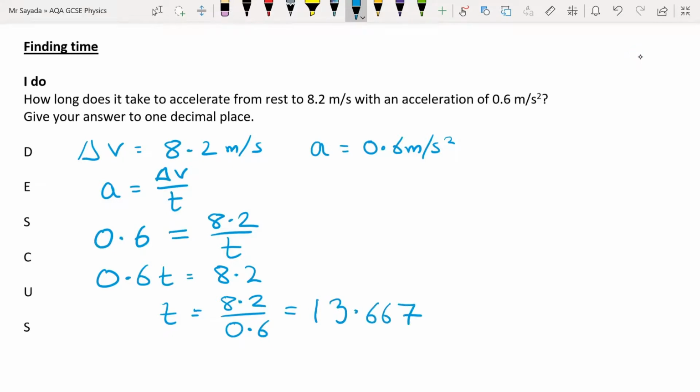I have to do it properly. U stands for units. The units for time are seconds. And then significant figures. The question says give your answer to one decimal place. So I'm going to round this to one decimal place, 13.7 seconds. If you want to watch how I did that, rewind the video and watch it again.